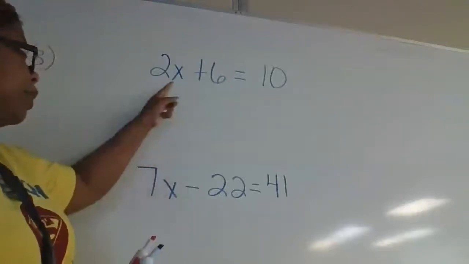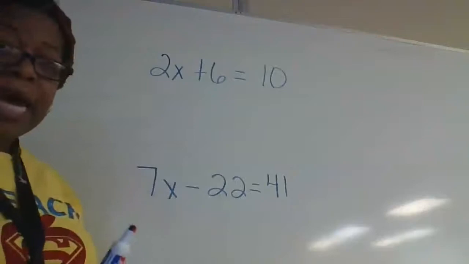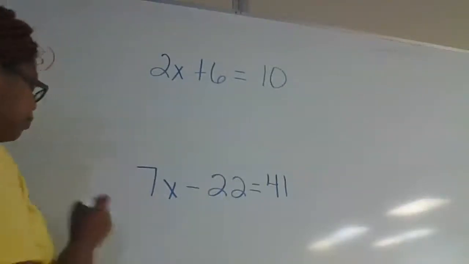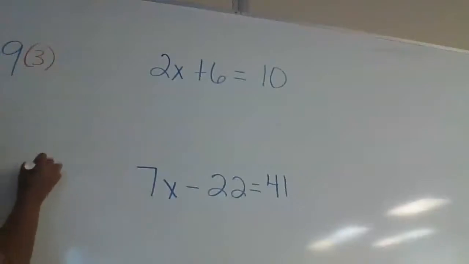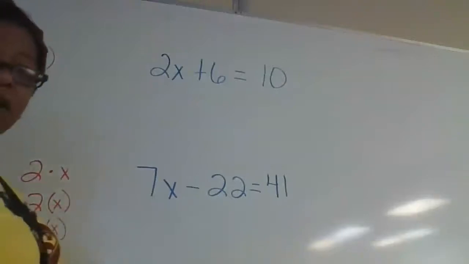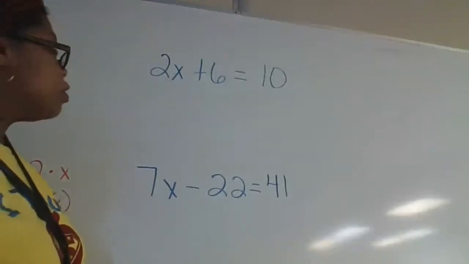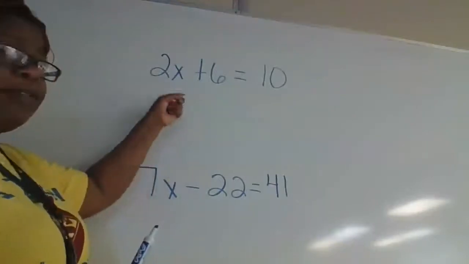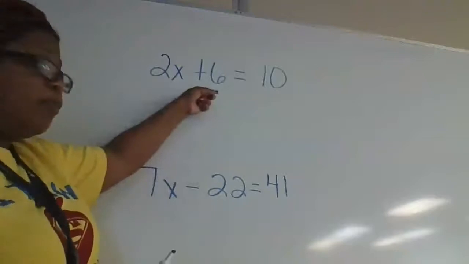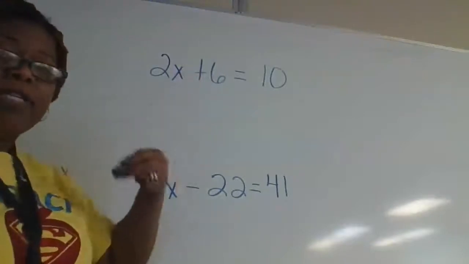Remember, when you see a number and a variable together side by side, that is multiplication. That is the same thing as saying 2 times x, or if we were to write it with parentheses, 2 times x, or this way, 2 times x. That all means the same thing, okay? So when you see a number and a variable together, that operation is multiplication, and then here we have plus 6, that operation is addition.